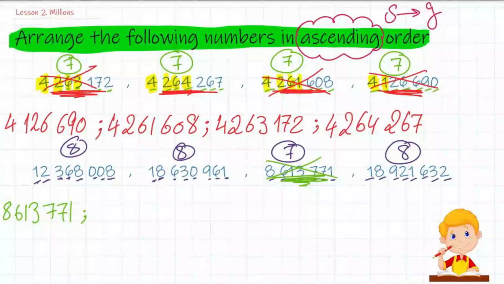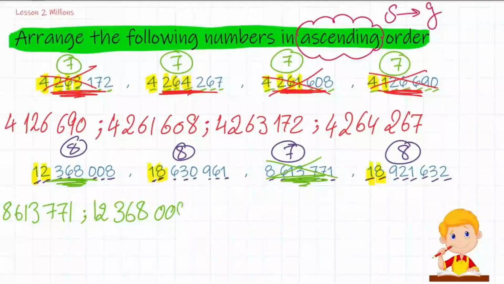After that, let's compare between our 3 numbers here with the last digit to the left of it. So we have here 1, we have here 1, and we have here 1. Let's move to the next digit. We have here 2, we have here 8, and we have here 8. Of course, 2 is smaller than 8. So let's write this number here, 12,368,008. And cancel it out.